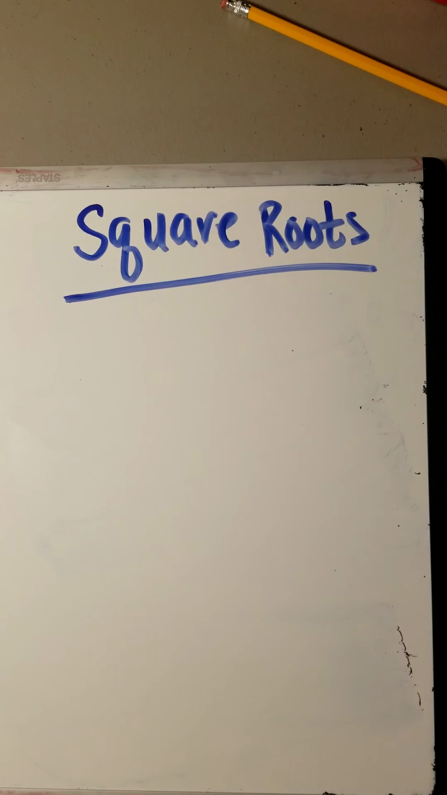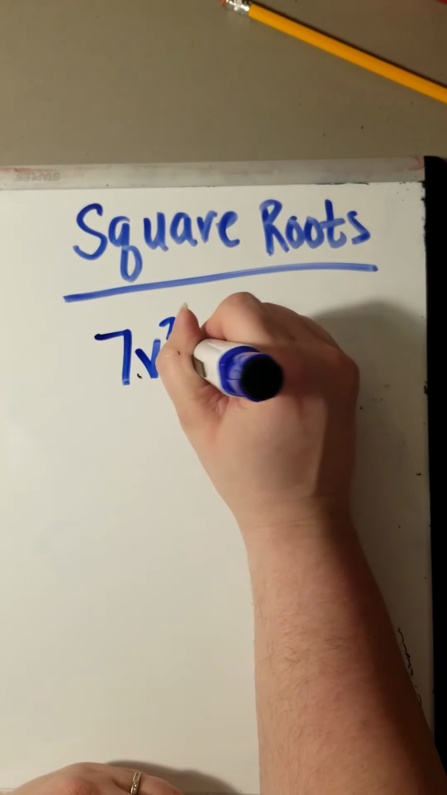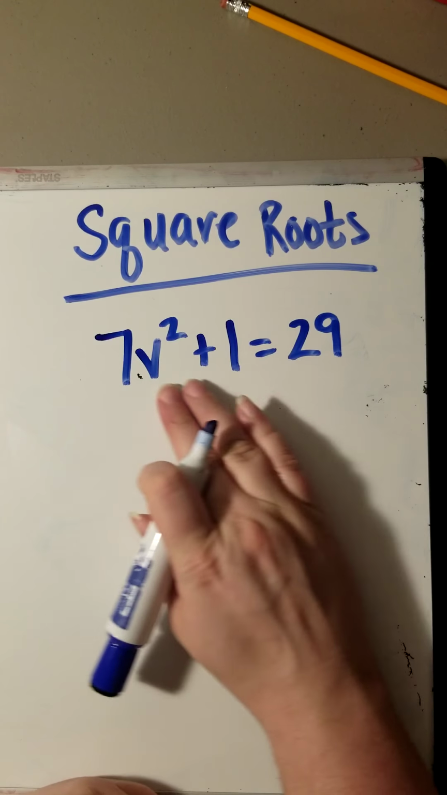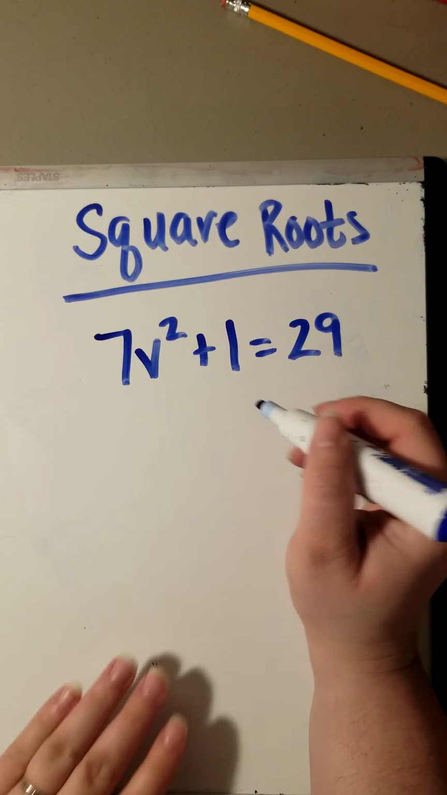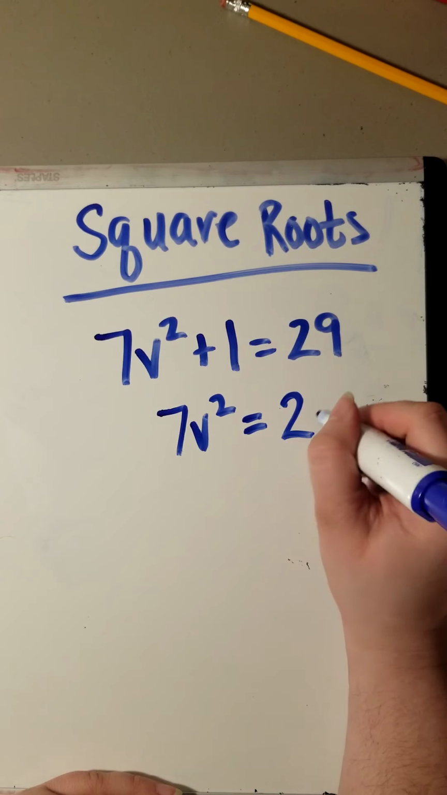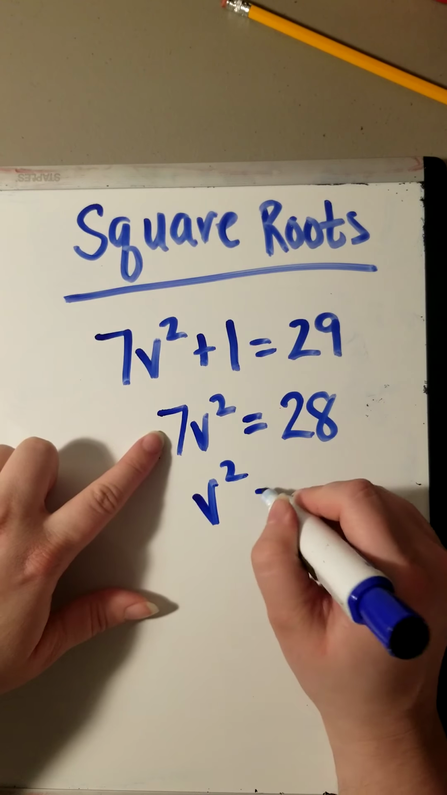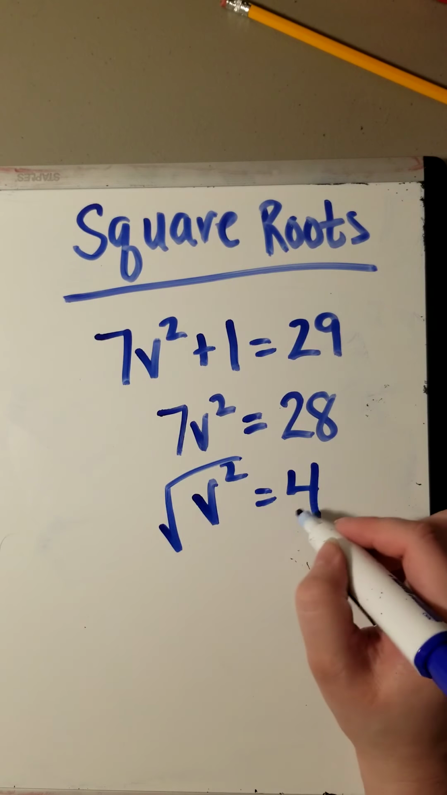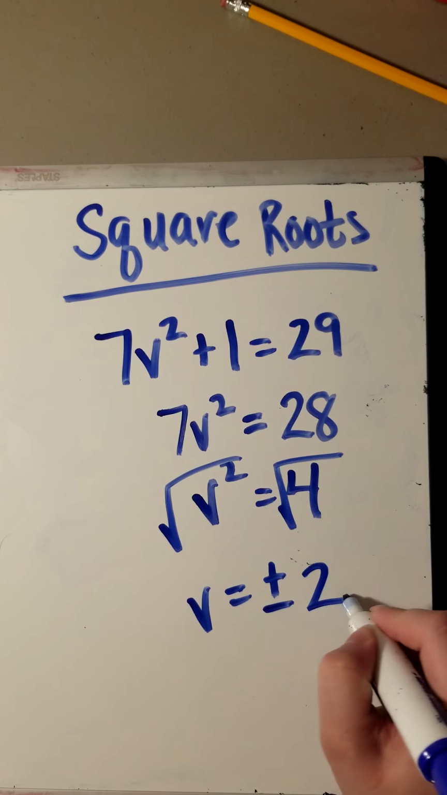So it's possible for you to get answers that are like this. What about something like 7v squared plus 1 equals 29? All right, let's focus first on moving that 1 over. So if I subtract 1 from both sides, I'd have 7v squared equals 28. And now I'd have to divide by 7 on both sides. So v squared equals 4. So if I take the square root of both sides, v would be plus or minus 2.